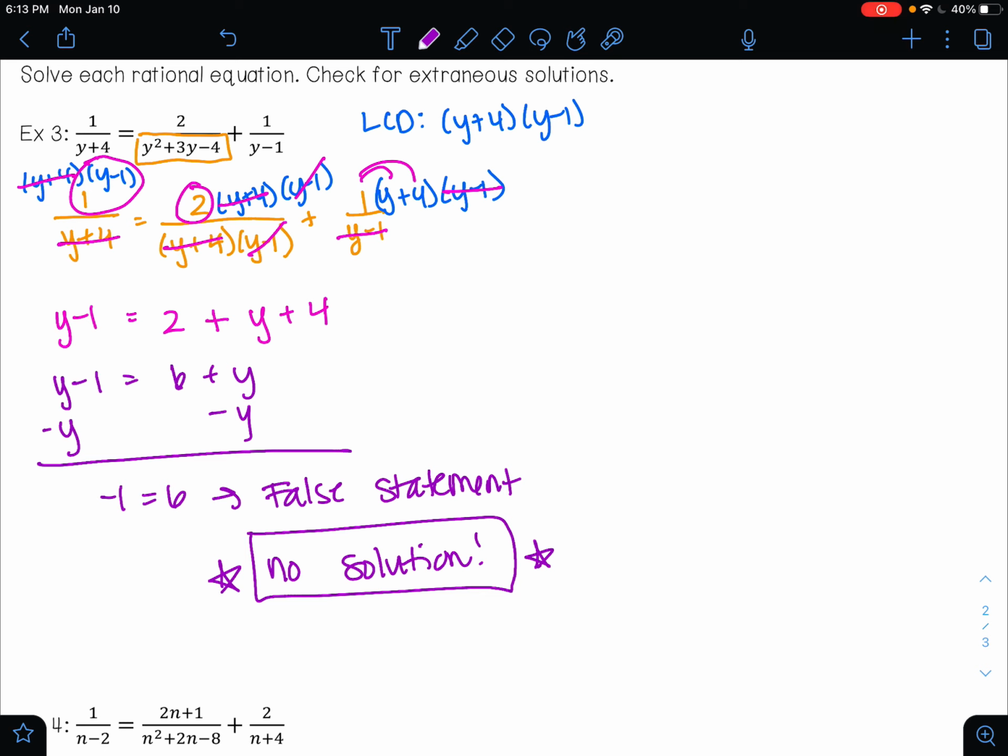I'm just double checking my math. Everything checks out. So this one has no solution.